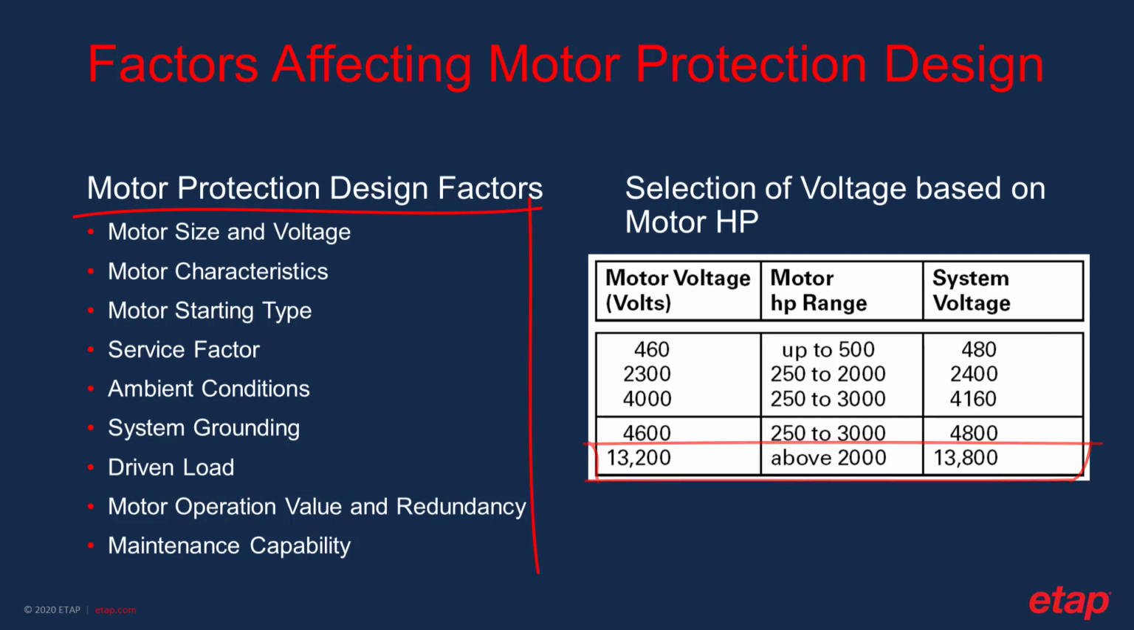This selection is based on multiple factors. As you can see, it is motor characteristics, availability of the protective device for that amount of the current, the type of the application, maintenance, and so forth. So one of the major items, as I mentioned in the beginning, is the size and voltage to predict the typical protection scheme for this motor.